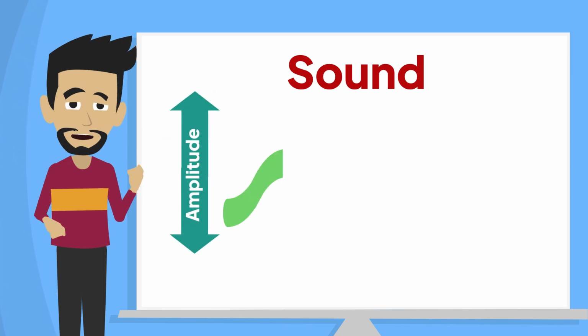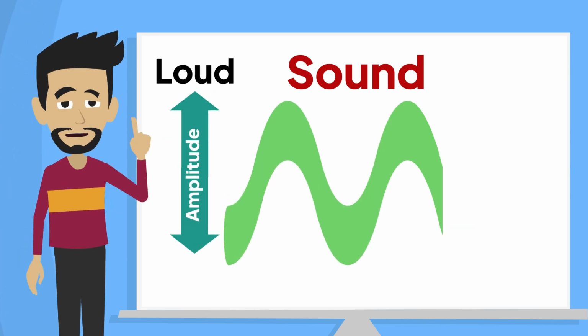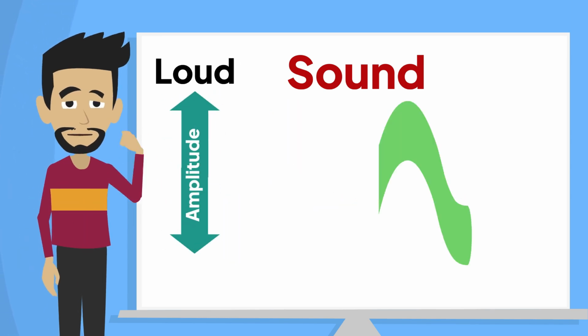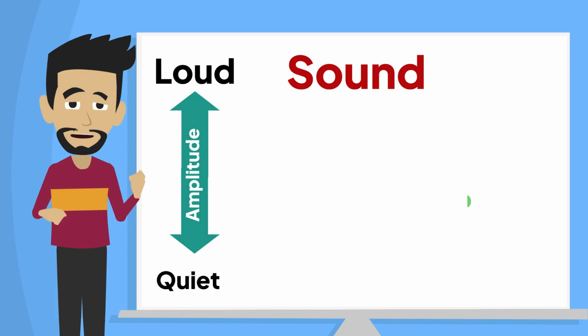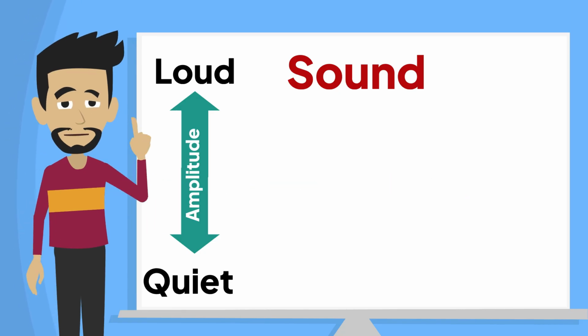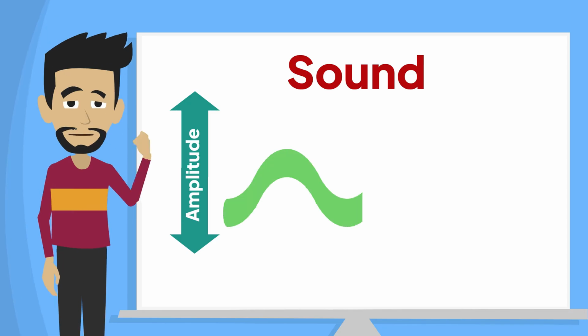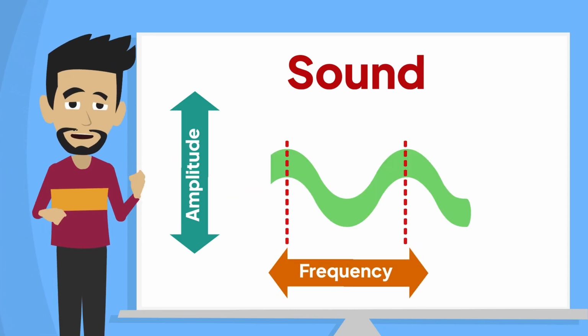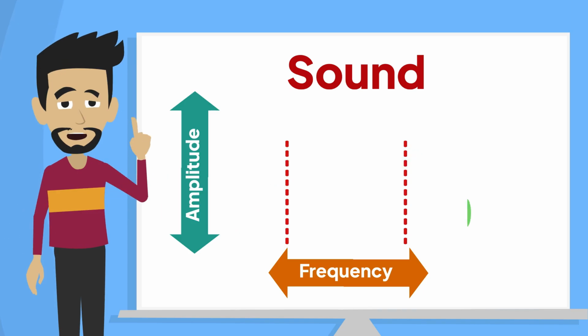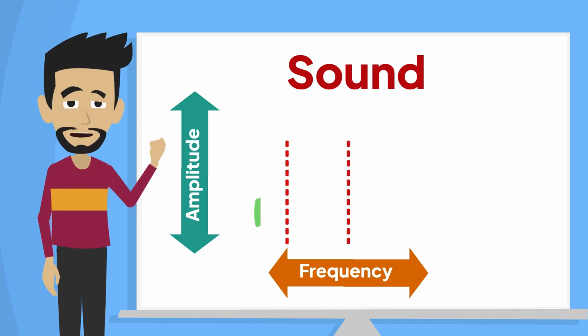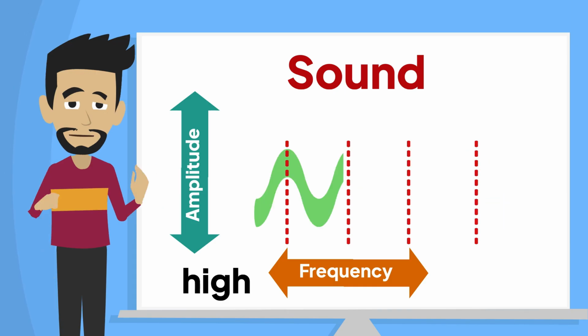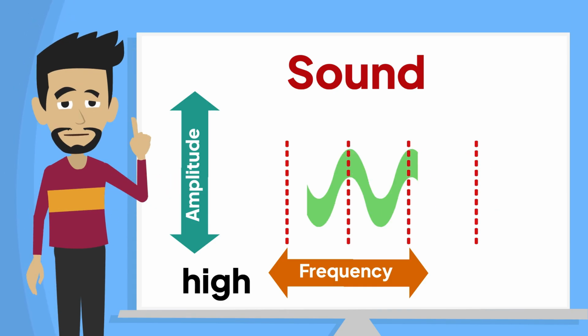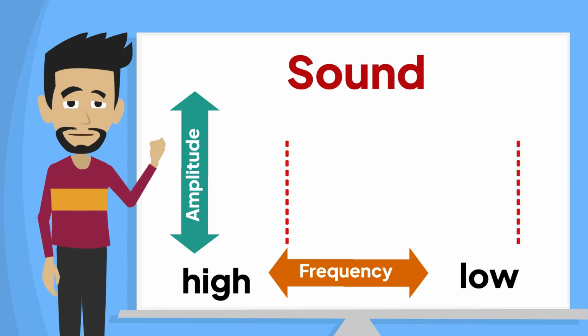Amplitude is how big the wave is. A higher amplitude means a louder sound. A lower amplitude means a softer sound. Frequency is how fast the wave vibrates. How fast is it going up and down? Higher frequency means higher pitch. Lower frequency means lower pitch.